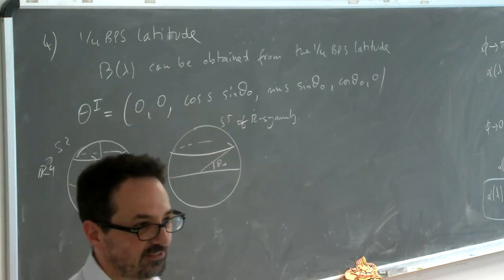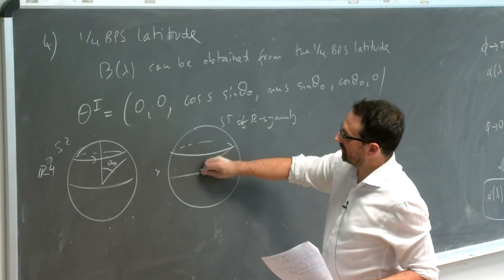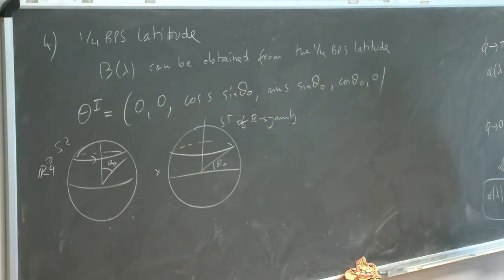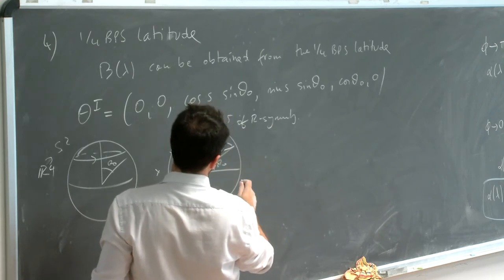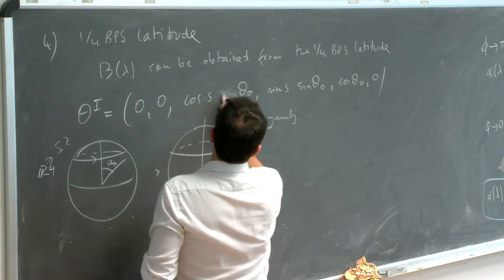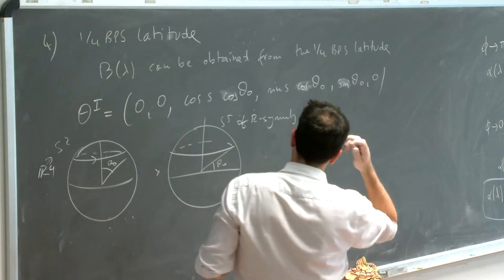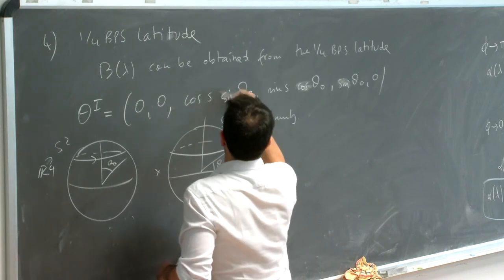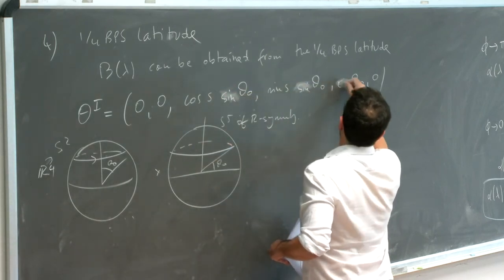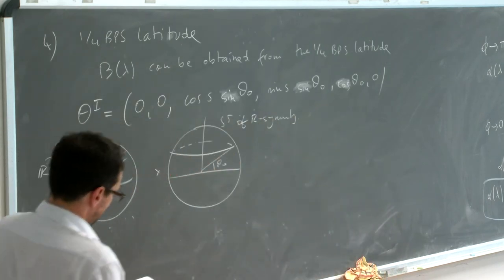Well, this is something that we always have to double check 10 times. Okay, I'm not sure. Maybe, yeah, it's like this. It's the complementary angle. But I guess it's the other way around. It's sine, cosine. Maybe I want to write down cosine theta 0 here and sine theta 0. No, I think it was right. Sorry. Okay. Anyway, so you can check that this is 1/4 BPS if you've done the exercise.